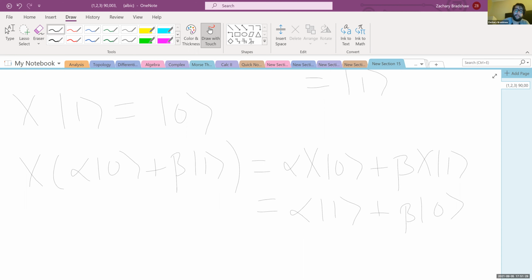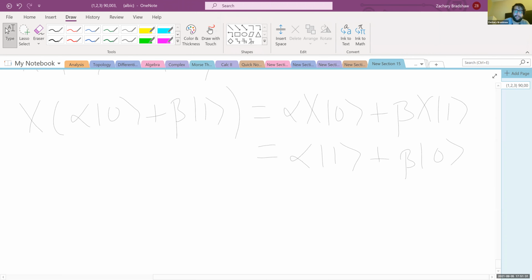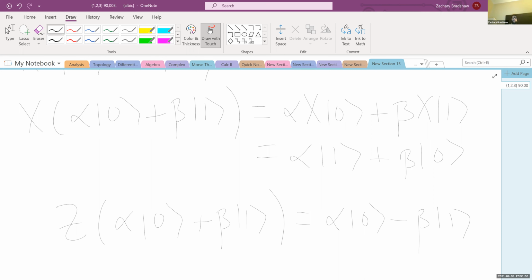Okay, so I'll just say what Z does quickly. This is alpha 0 minus beta 1. So it just introduces a minus sign to the coefficient of the 1 basis state.